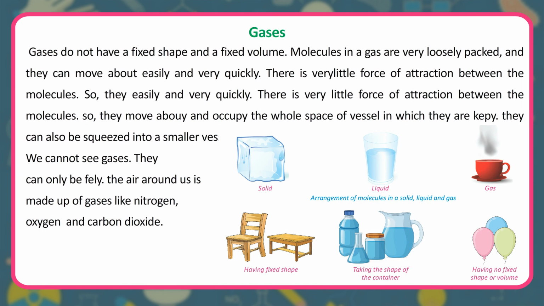Gases. Gases do not have a fixed shape and a fixed volume. Molecules in a gas are very loosely packed, and they can move about easily and very quickly. There is very little force of attraction between the molecules. So, they move about and occupy the whole space of the vessel in which they are kept. They can also be squeezed into a smaller vessel. We cannot see gases. They can only be felt. The air around us is made up of gases like nitrogen, oxygen and carbon dioxide.